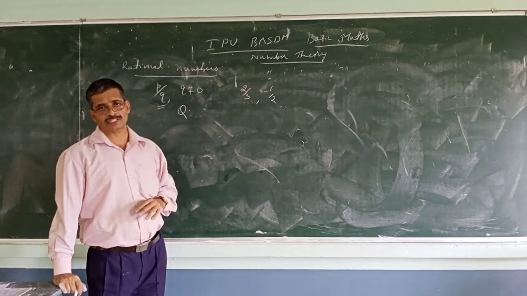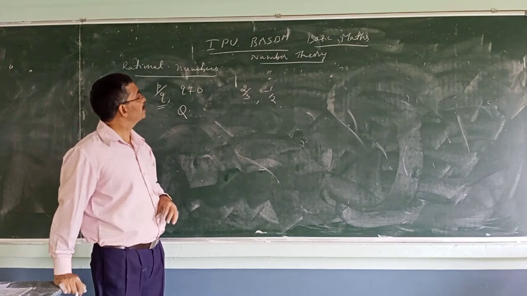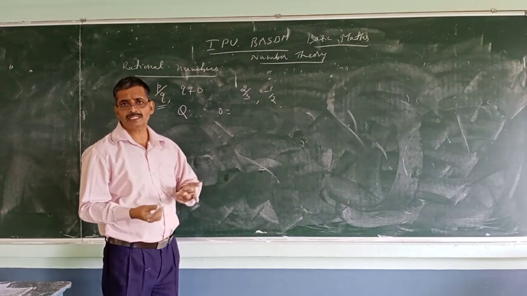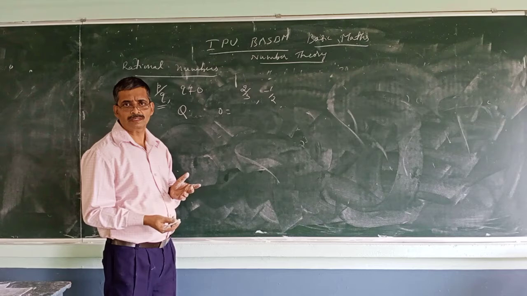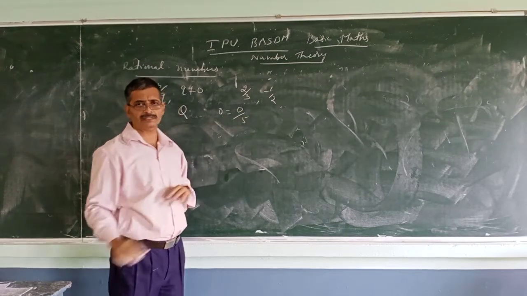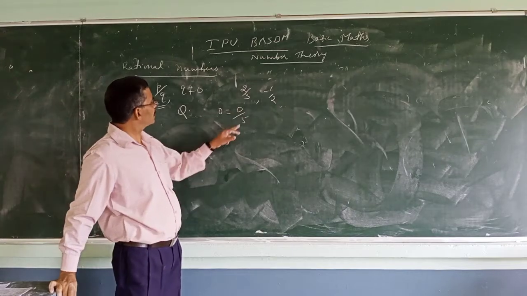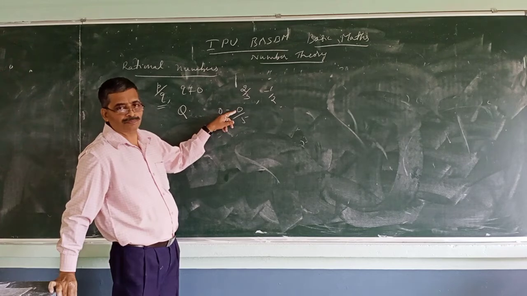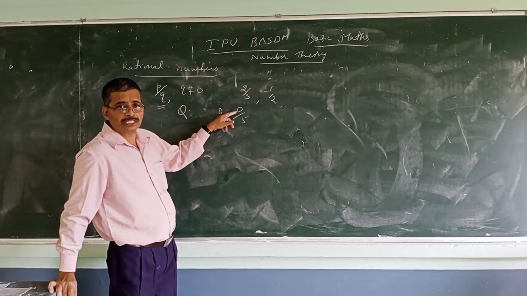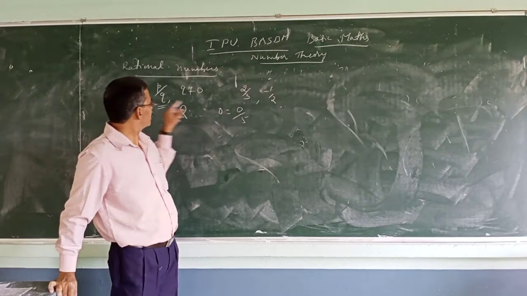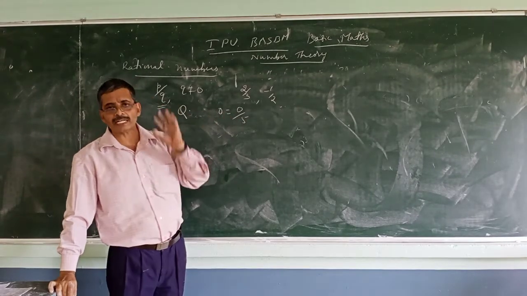Even 0 is also a rational number, because 0 can be written as 0 by some other number, say 5. The only condition is Q not equal to 0. The numerator can be 0, but the denominator should not be 0. So 0 is also a rational number.